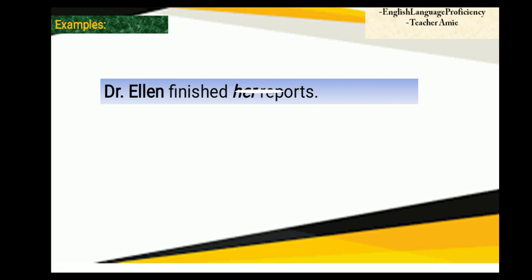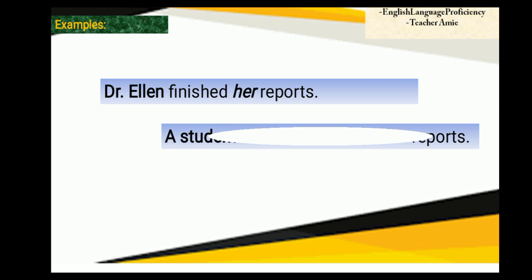Another example here. We have Dr. Ellen finish her report. The pronoun here is her. And its antecedent is Dr. Ellen. So, bakit her ang ating pronoun? Because your antecedent is a noun, which is specifically a girl. Next one, we have a student should hand his or her report. Okay, we do not know if that student is a boy or a girl. Therefore, you use the pronoun his or her.